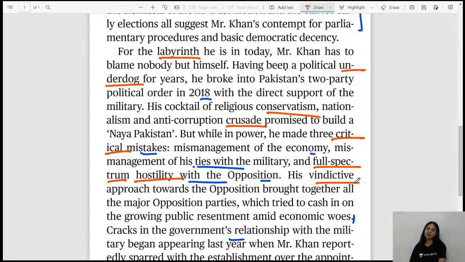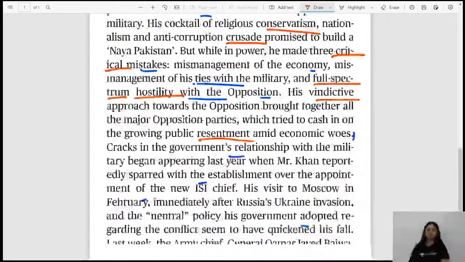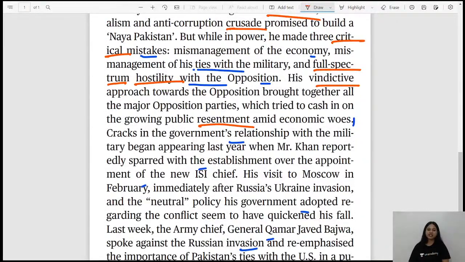His vindictive approach, vindictive means a habit of taking revenge. His vindictive approach towards the opposition brought together all the major opposition parties, tried to cash in on public resentment. When you resent someone, you are disappointed with them and you dislike them. So resentment is a mixture of disappointment plus dislike.